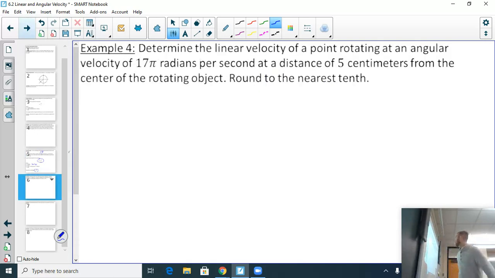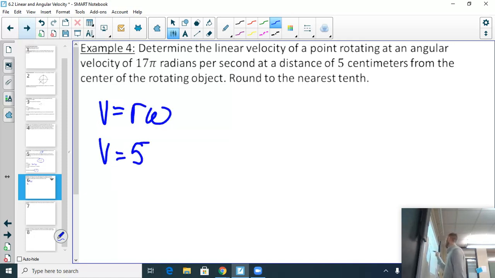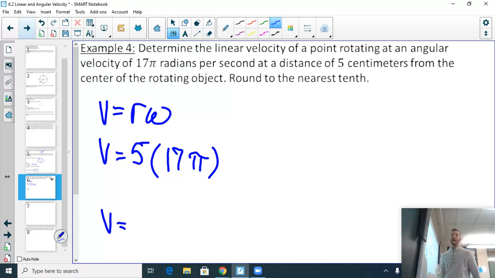So just getting right into it: determine the linear velocity of a point rotating at an angular velocity of 17 pi radians per second at a distance of 5 centimeters from the center of the rotating object, round to the nearest tenth. This is as simple as v equals r omega, and it gives us that r is 5 centimeters, and that omega was 17 pi, and it's already in radians per second, so it's really nice for us. When you're in radians per second, minute, hour, that is an angular velocity. And so we just type that into our calculator.